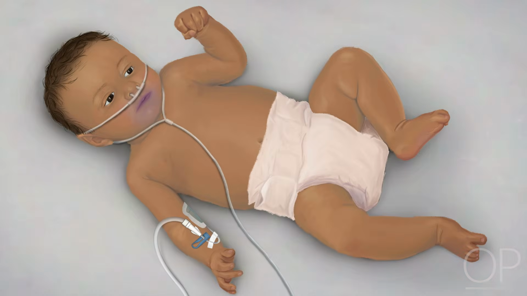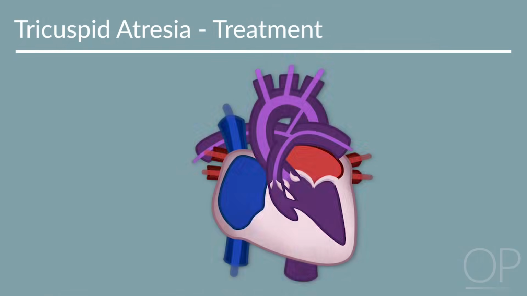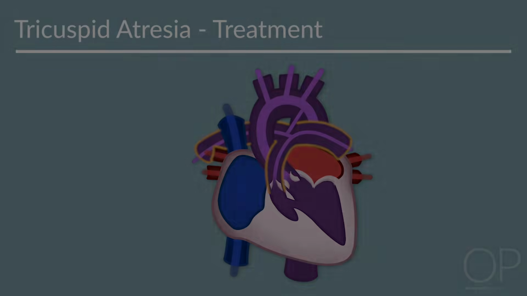Initial medical management focuses on general cardiorespiratory support and administration of prostaglandin E1. Surgical palliation is always needed to address tricuspid atresia. However, the timing and choice of procedure depends on the amount of pulmonary blood flow that is present.